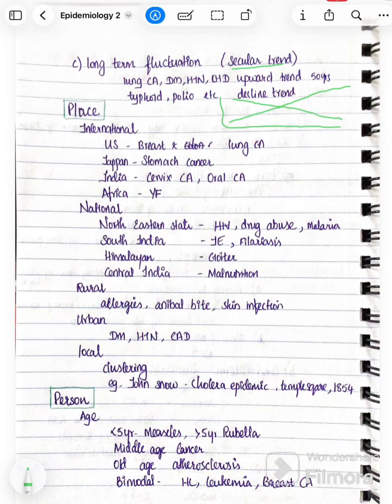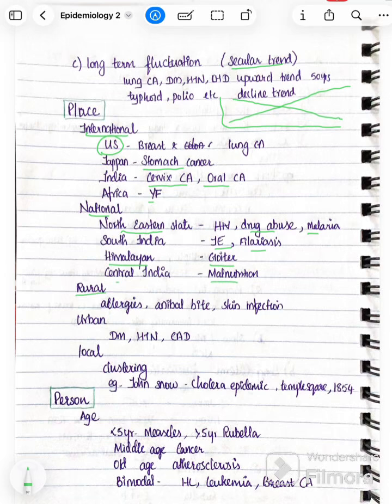Now place distribution. First international. In the US, breast and lung cancers are common. In Japan, stomach cancer is common. In India, cervix cancer and oral cancer are common. In Africa, yellow fever is common. At the national level, in the northeastern states, drug abuse and malaria are common. In South India, Japanese encephalitis and filariasis are common. Himalayan goiters are common. In Central India, malnutrition is there.